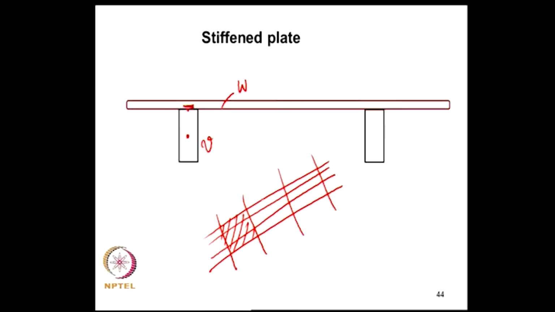So, we can solve a set of examples to illustrate the various features of these triangular and rectangular elements, and I will also develop the theory for the stiffened plates and illustrate them with some examples. So, with that our discussion on plate and shell elements would be completed. With that we will conclude the present lecture.